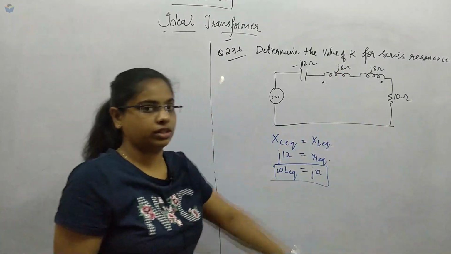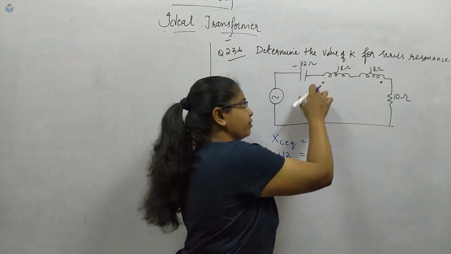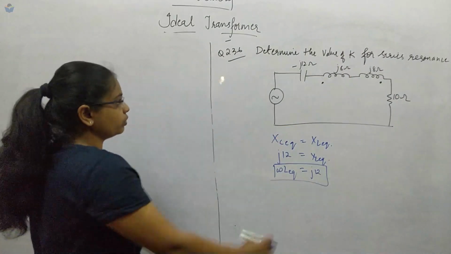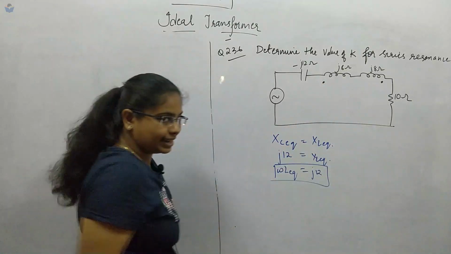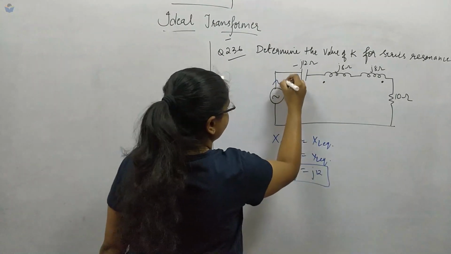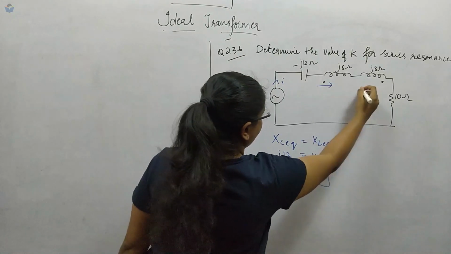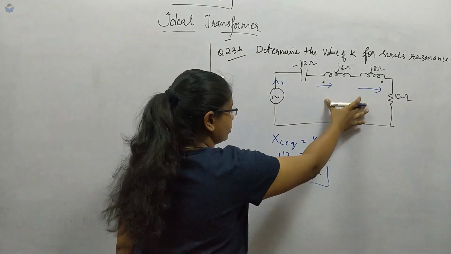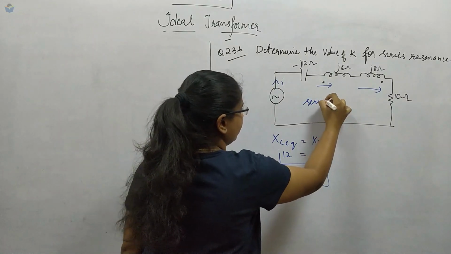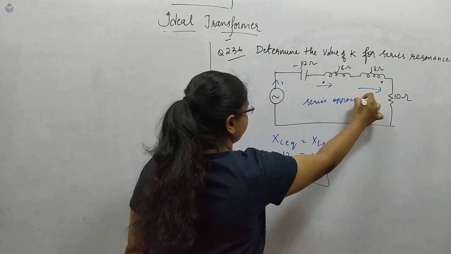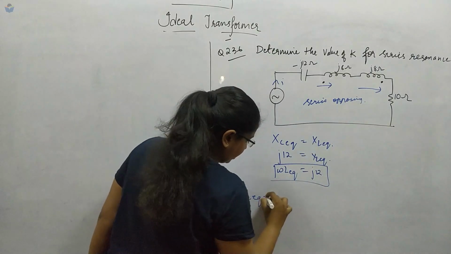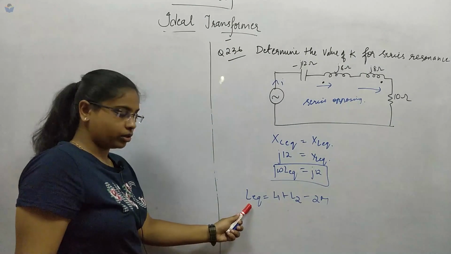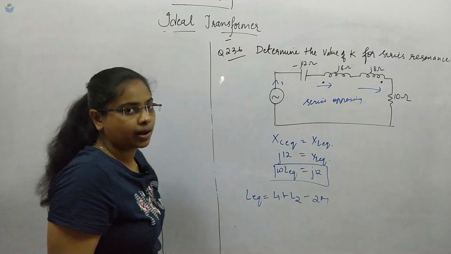That is not equal to 16 ohms, because there will be a mutual effect due to the dot convention in both the coils. These are series opposing: if the current is flowing in this way, it enters one coil and leaves the other. Since it is series opposing, we know the formula: L equivalent is L1 plus L2 minus 2M.